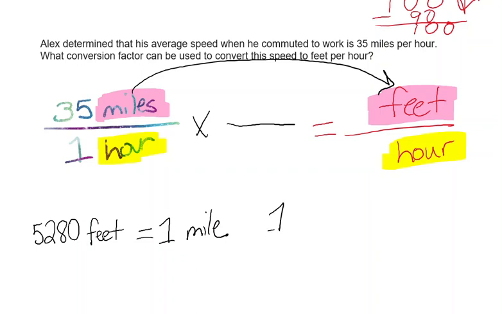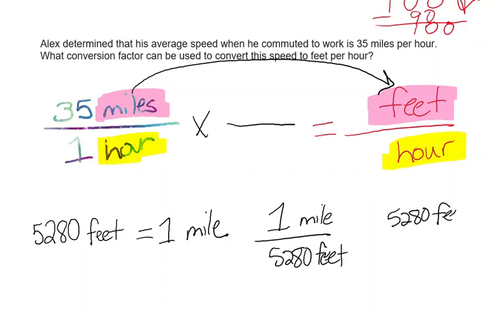I can write this as two separate fractions. I could either put 1 mile on top and 5,280 feet on bottom, or I could put 5,280 feet on top and 1 mile on bottom. Either way I write this fraction, these fractions are equal to 1 because these are equivalent distances. So we're just multiplying by a fraction that is equal to 1.